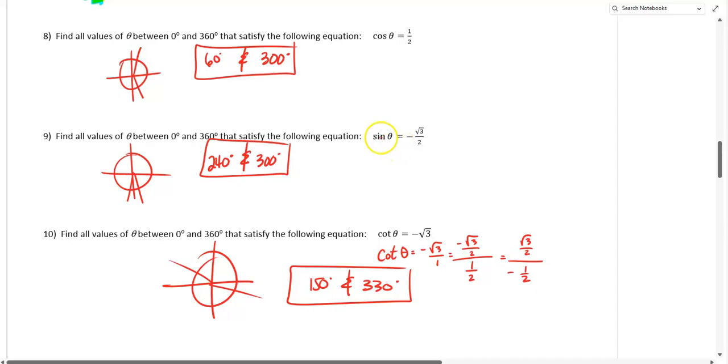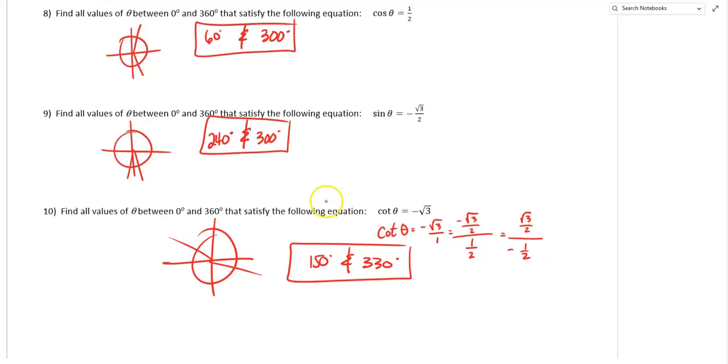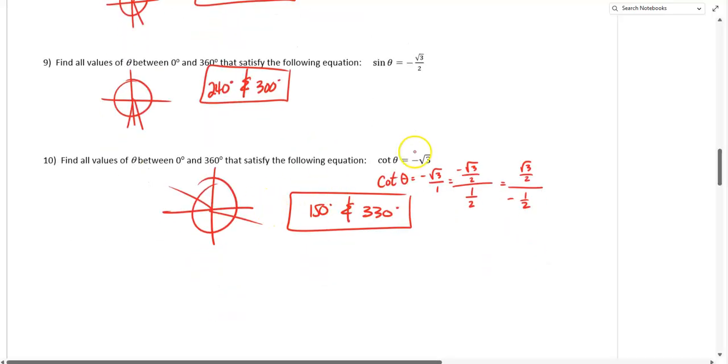With number 9, same sort of thing. Where are the y values equal to -√3/2? Well, that occurs in 2 positions, both close to vertical in the third and fourth quadrant at 240 and 300 degrees. For number 10, this one's kind of interesting. We would answer it the same way, but it's a little bit tricky.